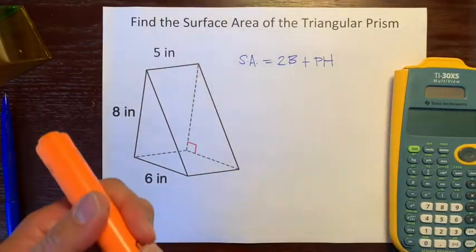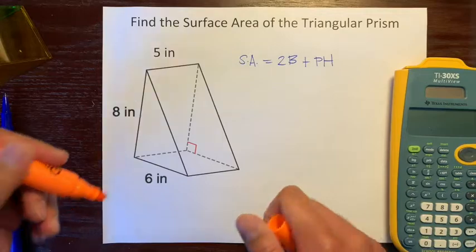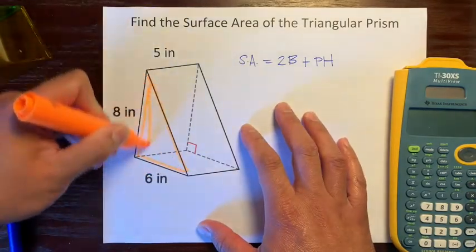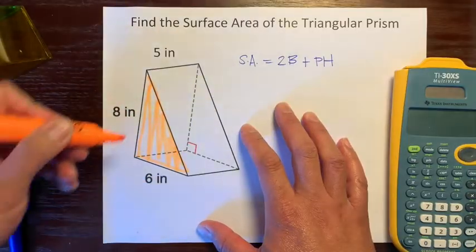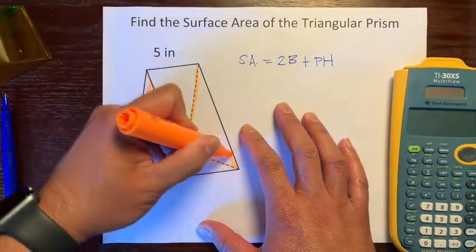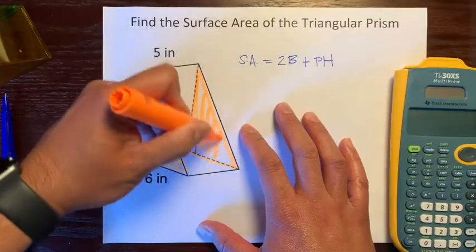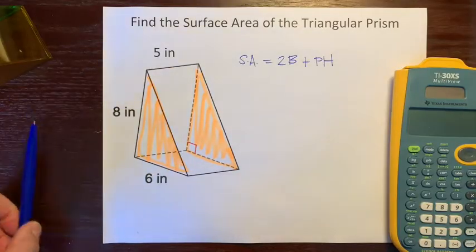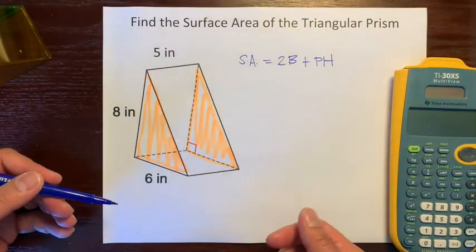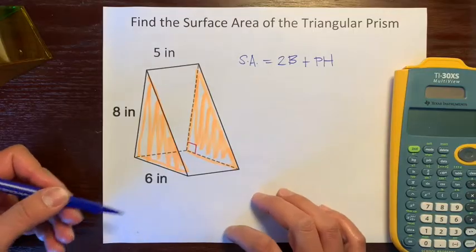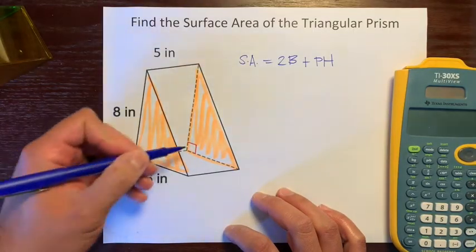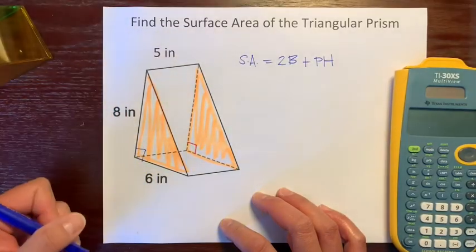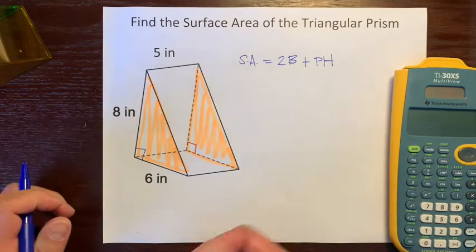Let's first identify our two bases, which are congruent and parallel. It would be this triangle right here. Let's just highlight that. Let's find the area of one of these triangles. And remember, area for a triangle is base times height divided by 2. The base and the height are perpendicular, so this is 90 degrees right here. This is a right angle. Let's put a right angle right there to remind us that it's a right triangle.